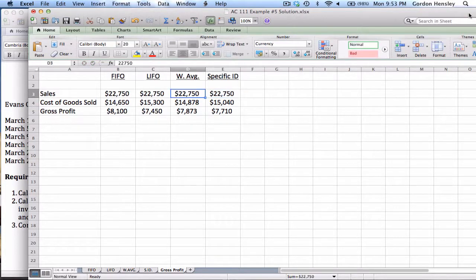So as a result, sales minus cost of goods sold gives me the gross profit. So I'm saying that if they elect to use the FIFO method, they'll make a profit of $8,100. If they elect to use LIFO, they'll make a profit of $7,450, $7,873 under weighted average, $7,710 under specific identification. So you do get a different profit depending on what method the company decides to use.